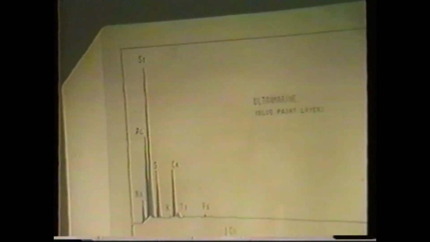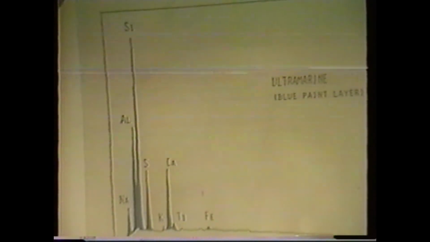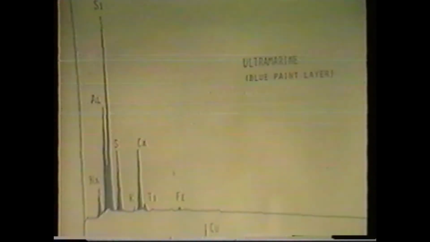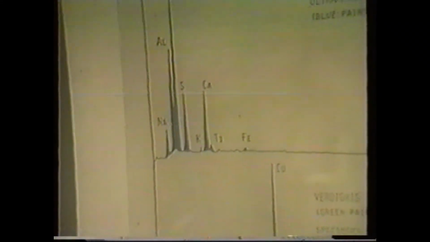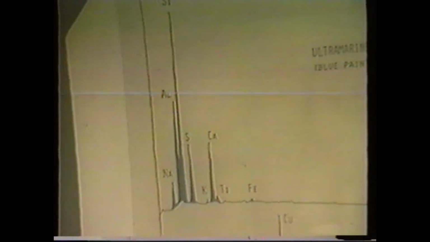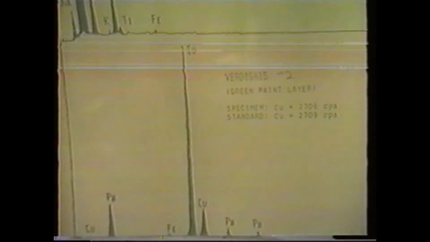where you can see basically the silicon, aluminum, and calcium components of the ultramarine. In later years, Prussian blue with a very, very large iron piece would have been found. But this ultramarine blue is very distinctive for that century's period. And with the verdigris green paint, once again, you can see the components of lead, copper, and iron.